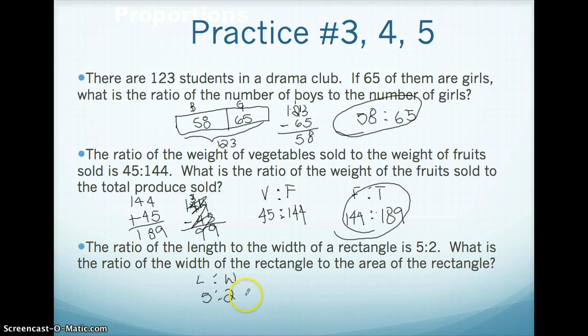Okay, so we want to find width to the area. We already know the width is right here, it's 2, because we labeled it properly. And to find area, we need to multiply length times width, and 5 times 2 equals 10. So let's simplify. We can divide them both by 2, so this becomes a 1 and this becomes a 5. And so the ratio of the width to the area of the rectangle is 1 to 5. And let's circle it. All right?